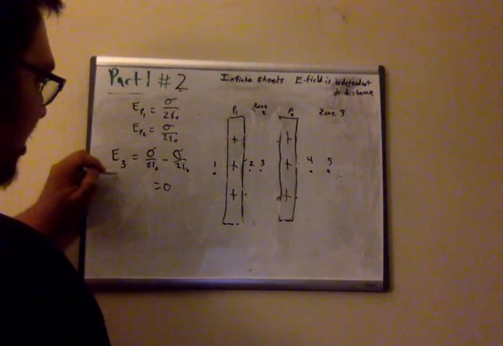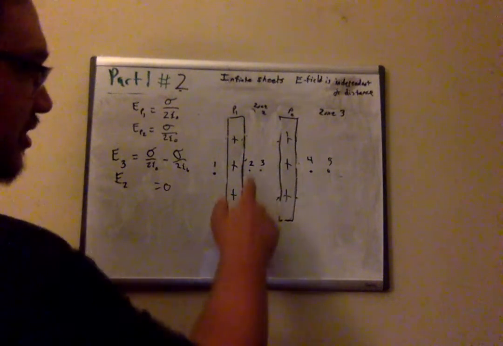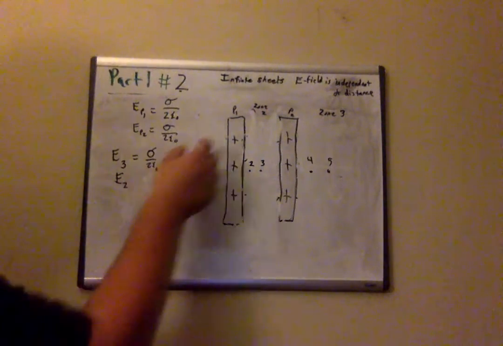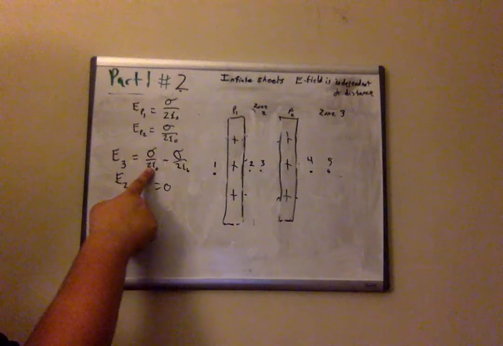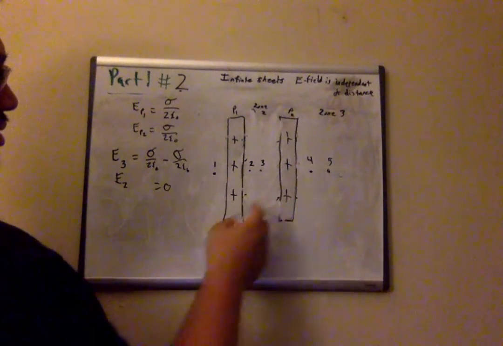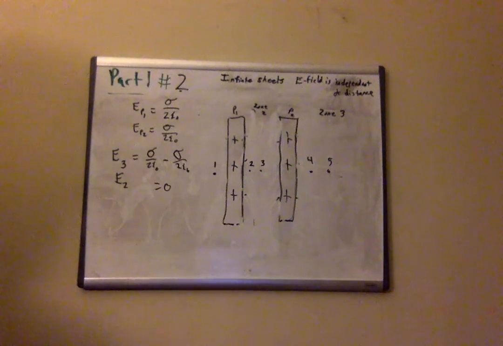Now that's going to be the same thing for the electric field at 2. It'll essentially be the magnitude of this plate, which is here, minus the magnitude of the plate here, of plate 2. So that'll equal 0.